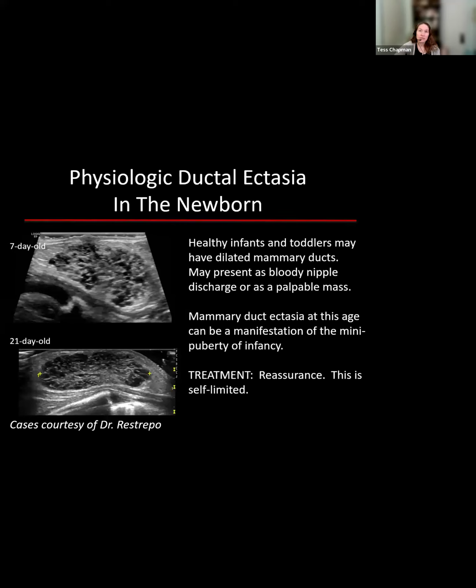And so healthy infants and toddlers may have dilated mammary ducts. And this is fine. It's nothing to worry about. It can present as bloody nipple discharge in some kids or as a palpable mass. And again, it's a manifestation of the mini puberty of infancy, we think. And the treatment is just reassurance. This will go away. So do not put a needle in this. There's no need. Just reassure the family that this is okay and totally normal.